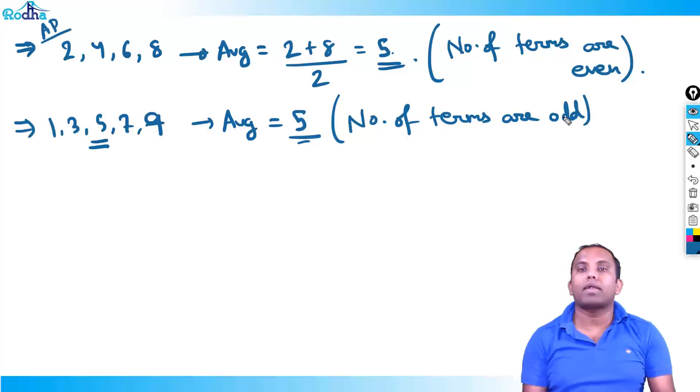When it is even, it will not be a part of the series, right? It's just the average of the two middle terms. Like here, 2, 4, 6, 8. So 4 and 6 are the two middle terms, and their average is 5.